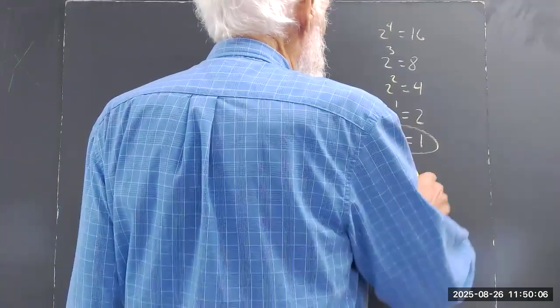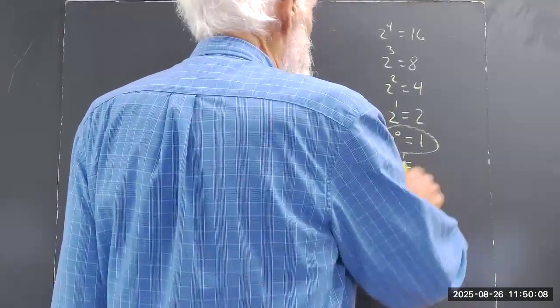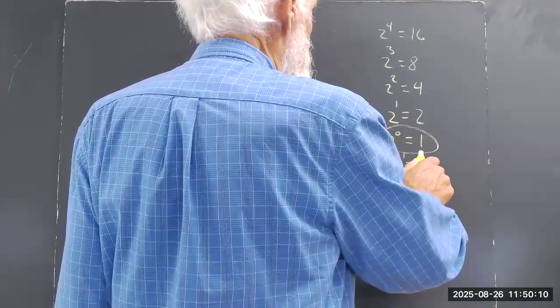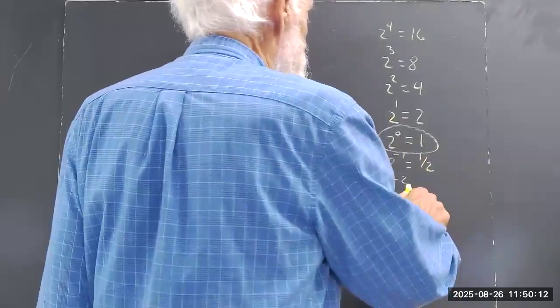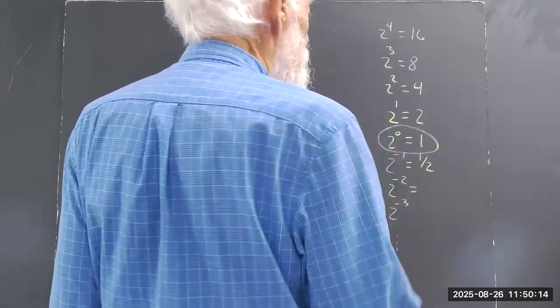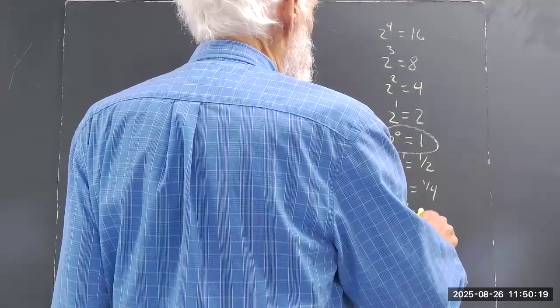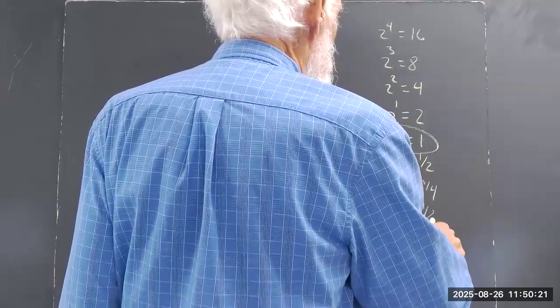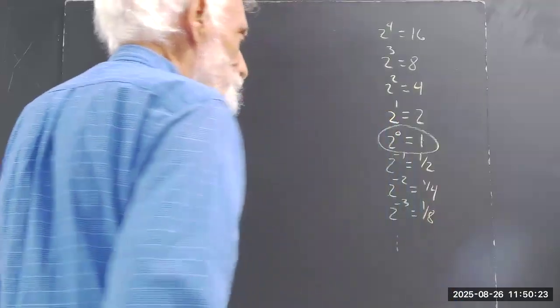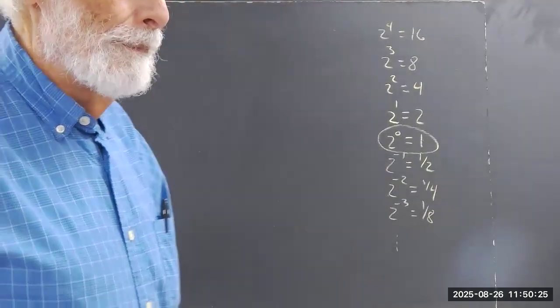So 2 to the -1 should be what then? Well, what's half of 1? That's 1/2. And what's half of 1/2? That's 1/4. And half of that is 1/8. And we can go on forever.